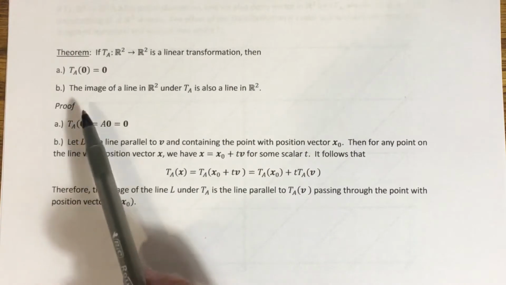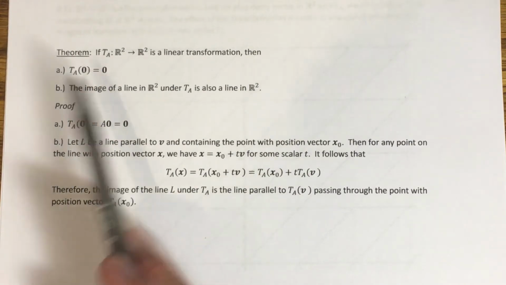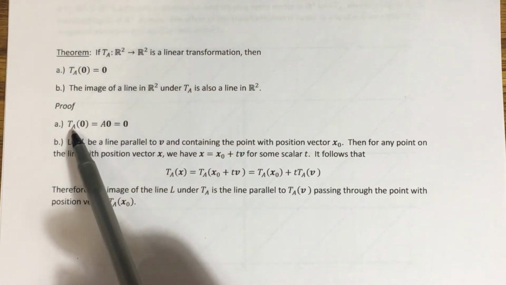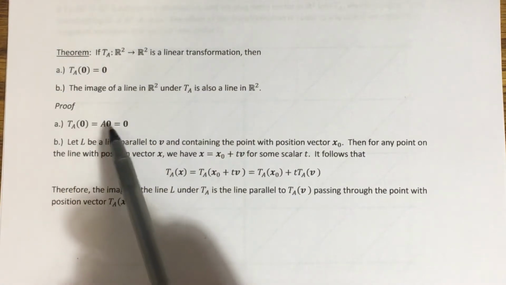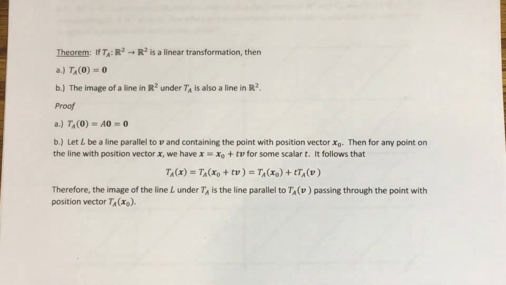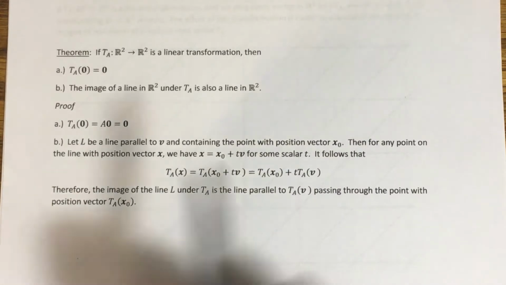For example, if I wanted to show that the image of 0 is always 0, then I plug the 0 vector into my linear transformation, which is the same thing as A times 0. But regardless of what A looks like, when we multiply it to the 0 vector, we end up with the 0 vector. That's it for that first part.